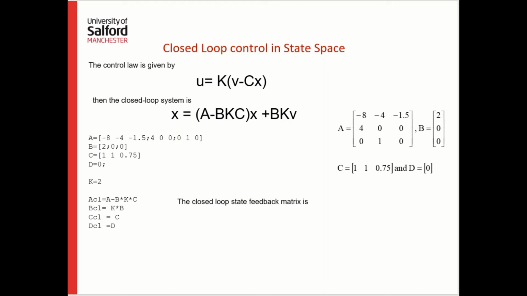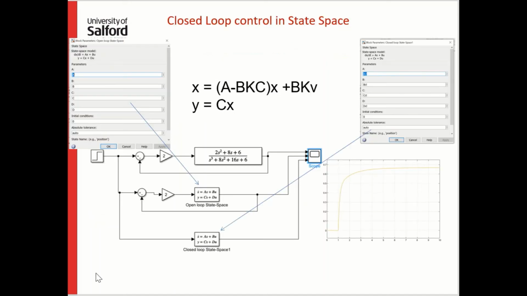Armed with those, I can now set up this little system. This is the original open loop state space. This is the closed loop state space here, which has no feedback around it because it's already the closed loop state space, and this is the original transfer function with the same feedback in.